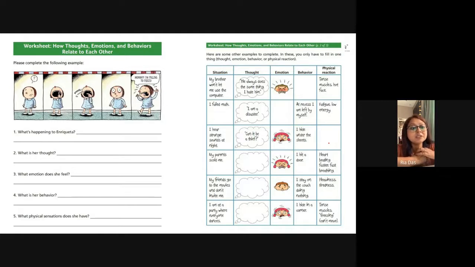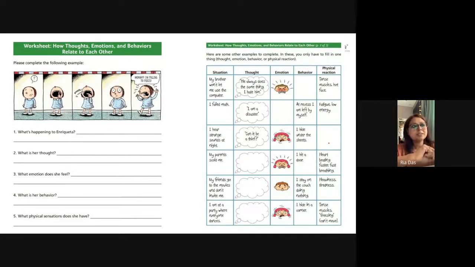There are a number of situations here. So what can be the behavior here? Throwing tantrums, fighting, pushing, shouting. All these can be the behavioral consequence. And the physical reaction is tense muscles and hot face and clenching of fists. And there can be a lot of other things as well. Okay, so this worksheet will help children identify where they are going wrong.